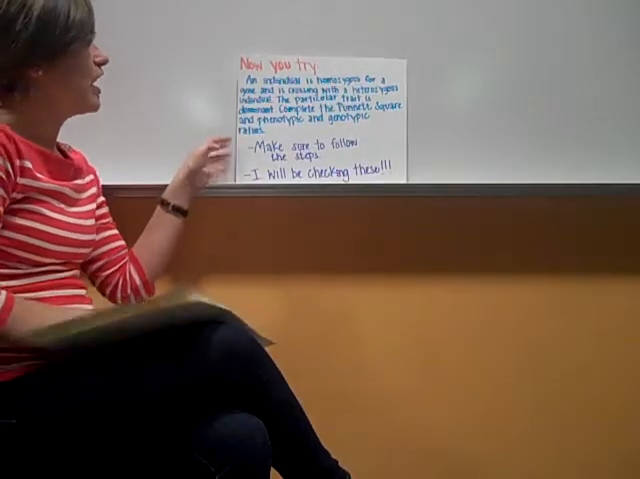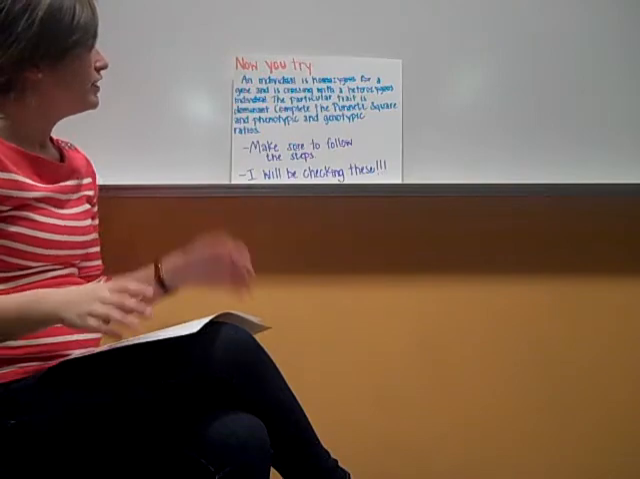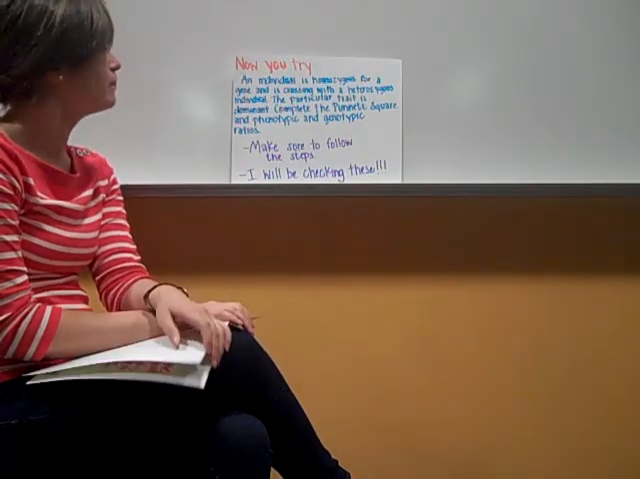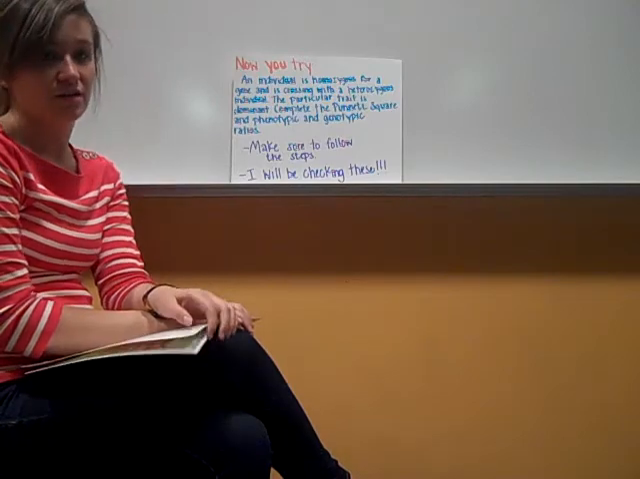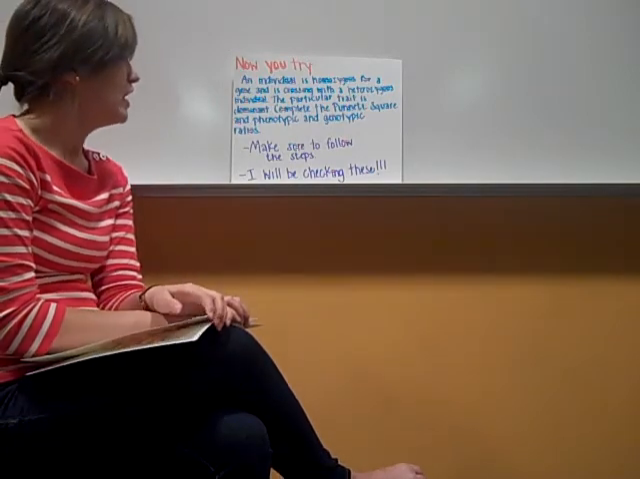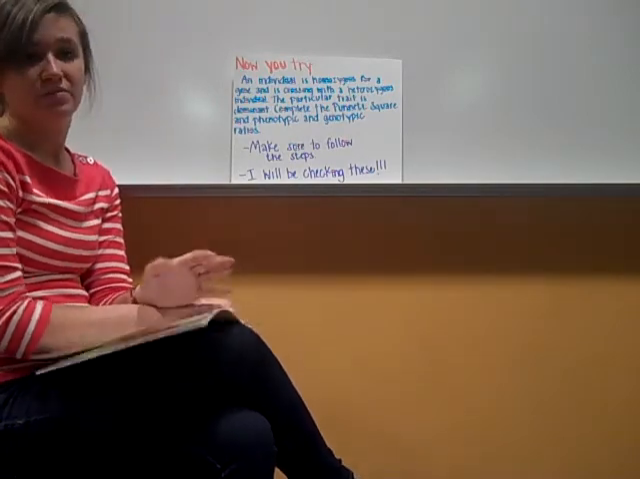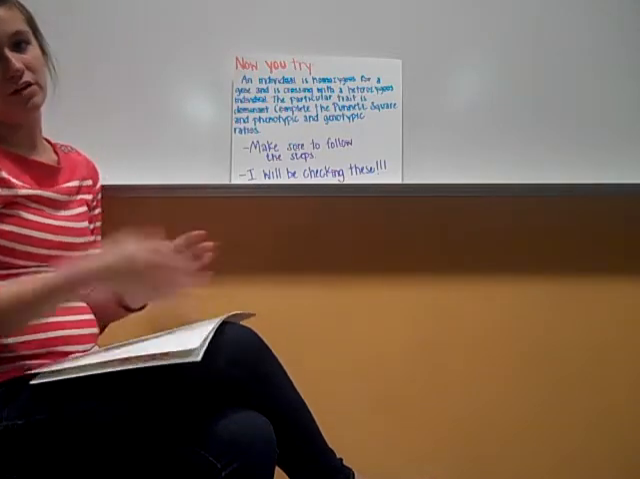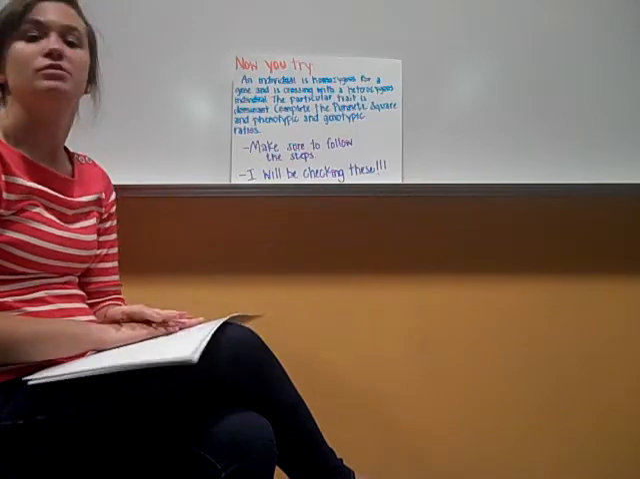Alright, so now I want you to try. An individual is homozygous for a gene and is crossing with a heterozygous individual. The particular trait is dominant. Complete the Punnett square and predict the genotypic and phenotypic ratios. Now remember your rules when you're doing this example, okay? Remember to do 1 through 4 and you should be fine.